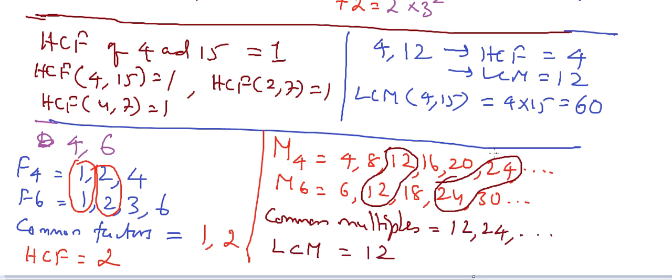Okay, so this is one way of finding HCF and LCM. But if the numbers are big, it will be difficult. So you list all the factors and find the HCF, or list all the multiples and find the LCM. Okay, so there are other, easier ways to find HCF and LCM. Let's discuss that.